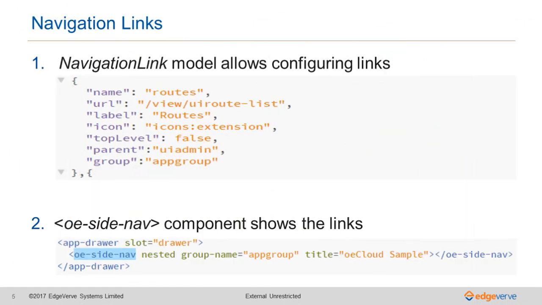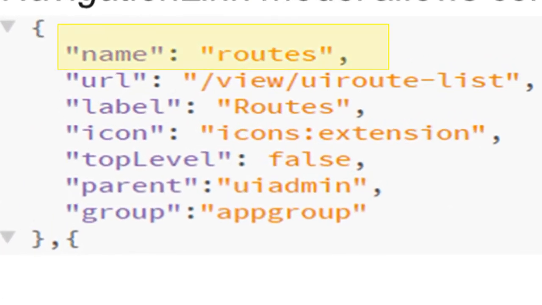Navigation link framework model allows configuring the links. These links can then be shown in a side nav bar, a toolbar, or in a bottom panel. A navigation link has a friendly name to identify with, has a URL obviously, a label, and an icon. Top-level flag decides if it is a top-level link to handle multi-level nested links. Parent is the name of the parent link, used again for handling nested links, and the group.